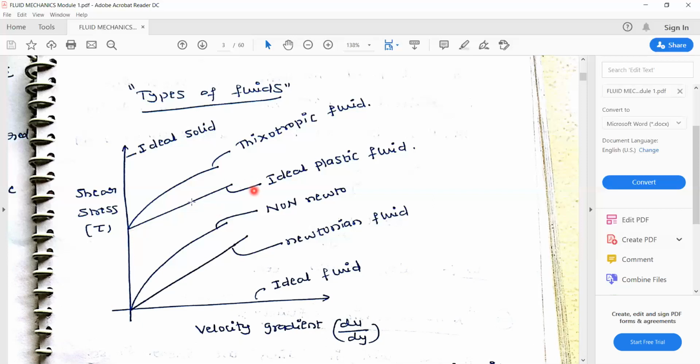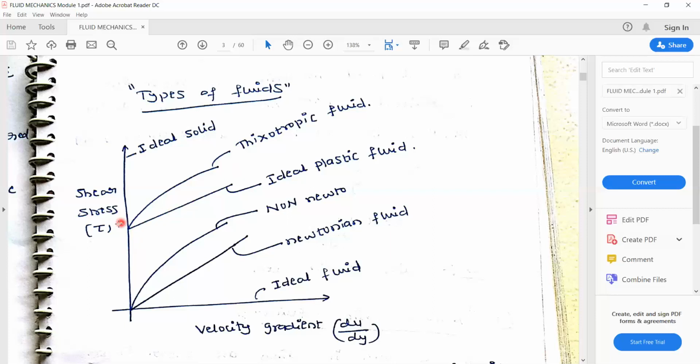Then again, ideal plastic fluids. What are ideal plastic fluids? Here you can observe that up to some extent there is no variation. That means if you apply shear stress to the fluid, up to some extent it will not move. After some extent, when it reaches the yield value, it will start flowing. Only when the fluid is flowing do you get a velocity gradient, that means variation of velocity with respect to distance.